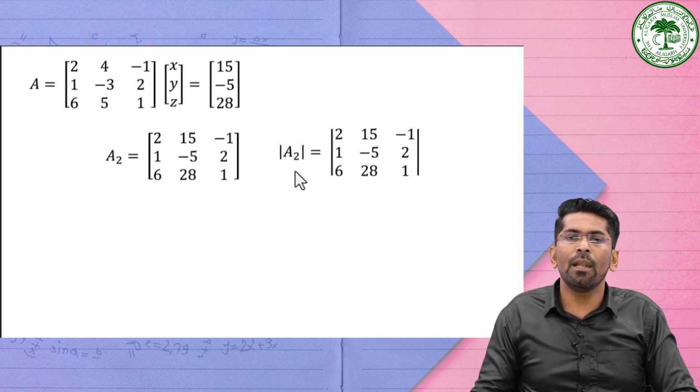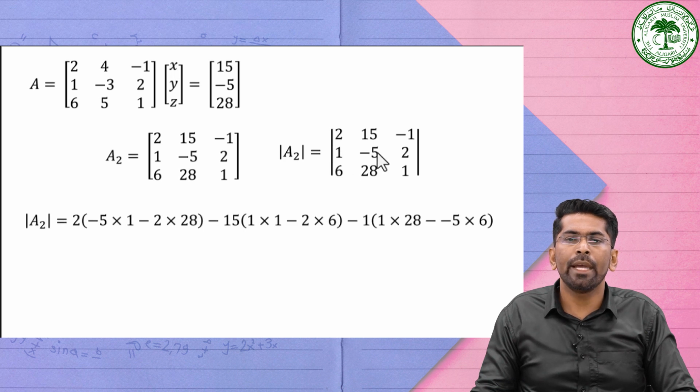So the determinant value of A2 is equal to, see here, it is 2 into minus 5 into 1, minus 2 into 28, then minus 15 into crossing the second row and the second column and the first row, that is 1 into 1, minus 2 into 6, minus 1 into, then 1 into 28, minus 5 into 6.